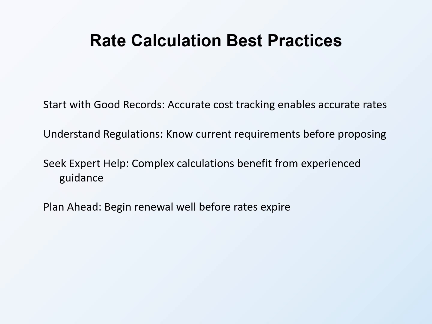Start with good records because accurate cost tracking enables accurate rate calculation. If your financial records cannot clearly identify and classify indirect costs, rate proposals become difficult. Building strong accounting systems that support rate calculation is foundational to the entire process.